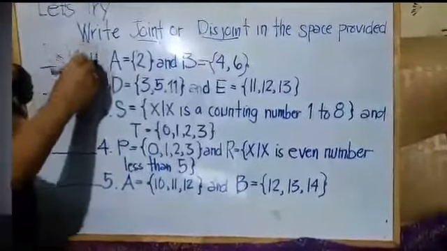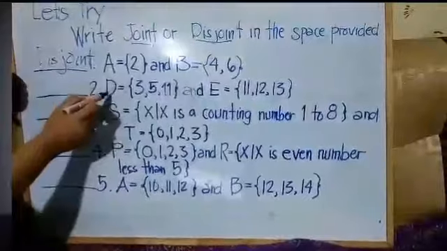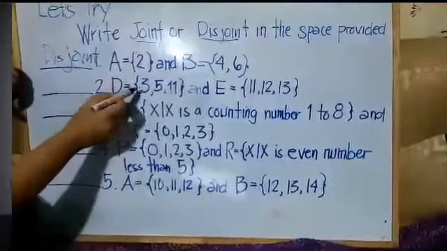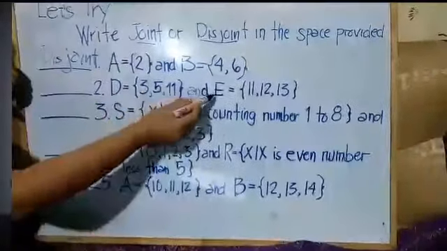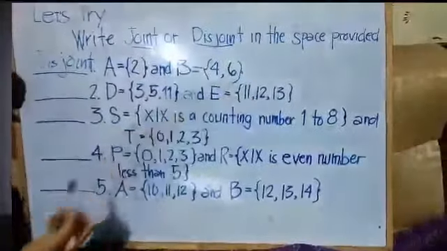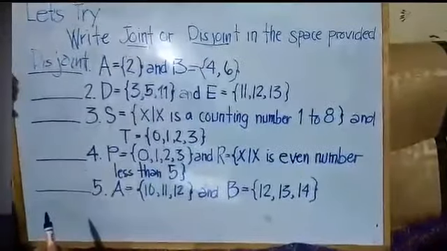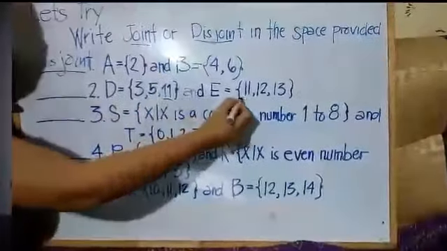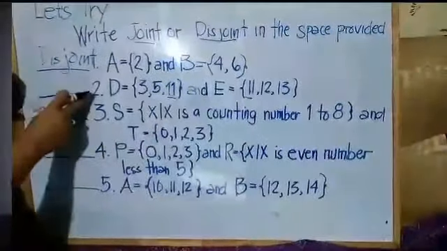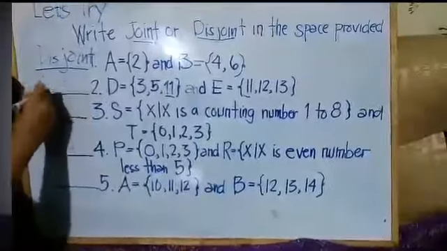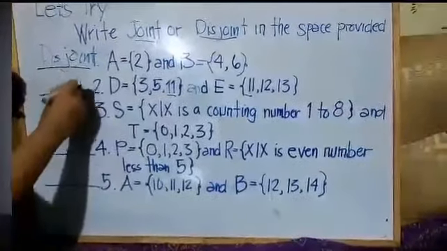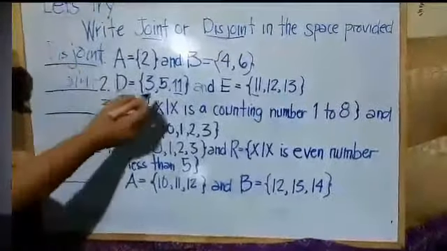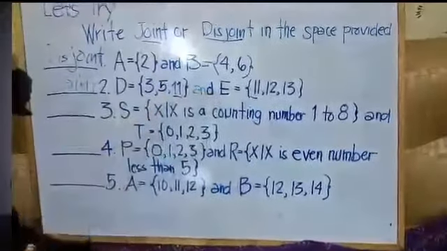Number 2. Set D is 3, 5, 11 and E is 11, 12, 13. Do they have a common element? Yes, the number 11. So this number 2 is a joint set, because they have a common element.